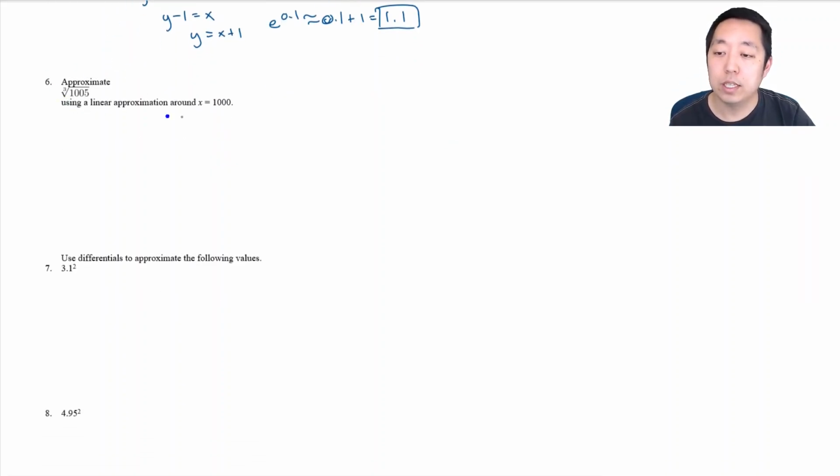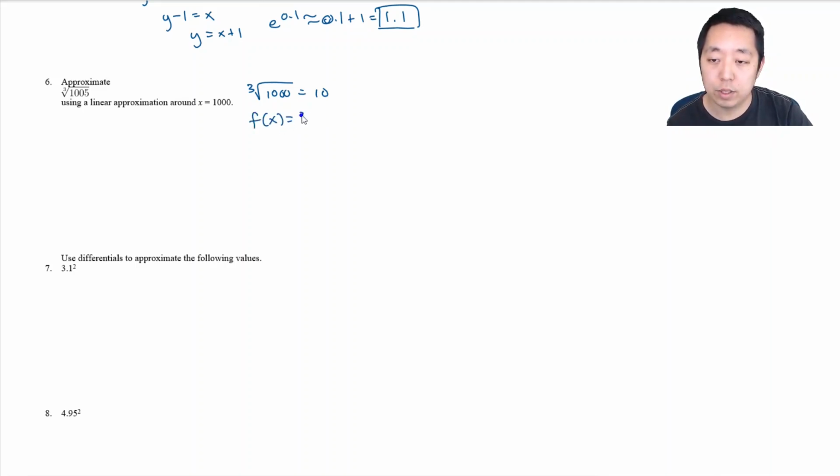Approximate this using a linear approximation around x equals 1,000. And the reason I do this is because I know what the cube root of 1,000 is. The cube root of 1,000 is equal to 10, right? Because 10 cubed is 1,000. So the function I'm using is f of x is equal to the cube root of x, and I'm approximating it around x equals 1,000. Now, my point is 1,000, and the y value is 10.